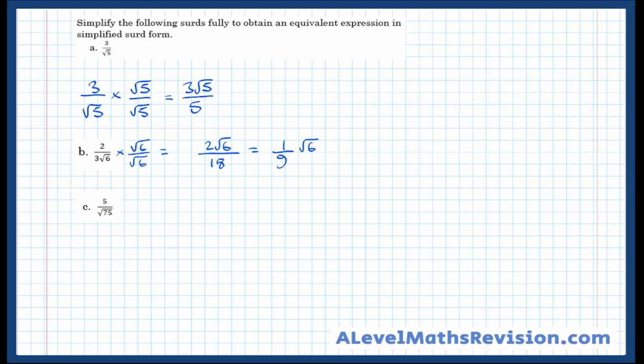This next example, 5 over root 75. First of all, there's something to notice about the denominator. It can be simplified. So pause if you want to have a clean run at it yourself. But I'll start.